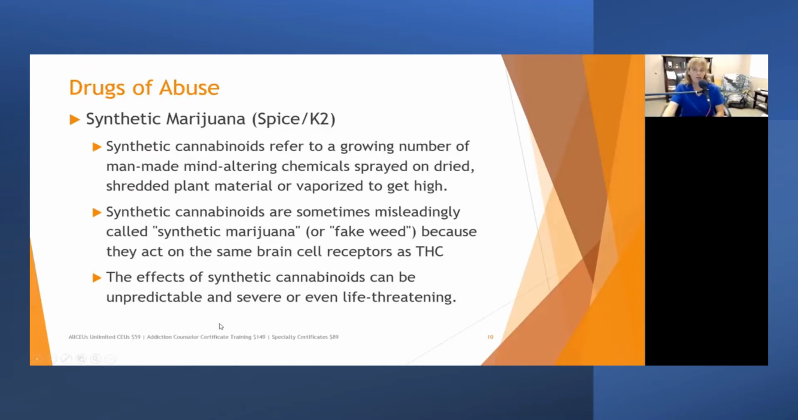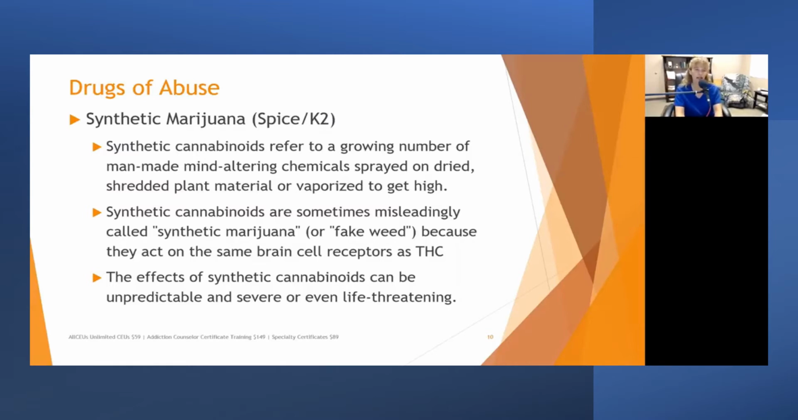Synthetic marijuana, or spice, K2, whatever they call it now. Synthetic cannabinoids refer to a growing number of man-made, mind-altering chemicals that are sprayed on dried, shredded plant material and vaporized to get high. So it can be on oregano, tobacco, just about anything. Synthetic cannabinoids are sometimes misleadingly called synthetic marijuana or fake weed because they act on the same brain cell receptors as THC. But the effects of synthetic cannabinoids can be unpredictable and severe or even life-threatening.